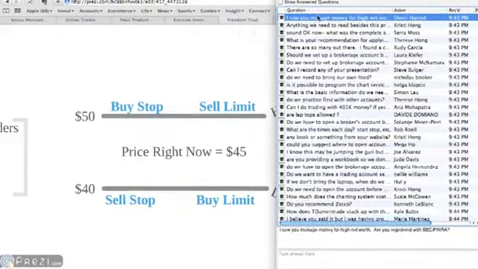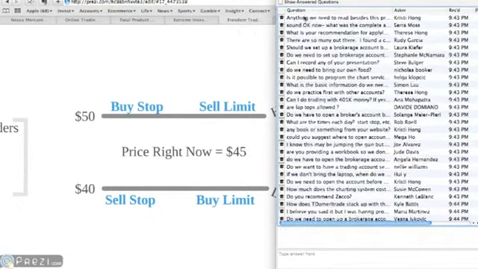I saw that you manage money for high net worth individuals. Are you registered with SEC FINRA? Yes.